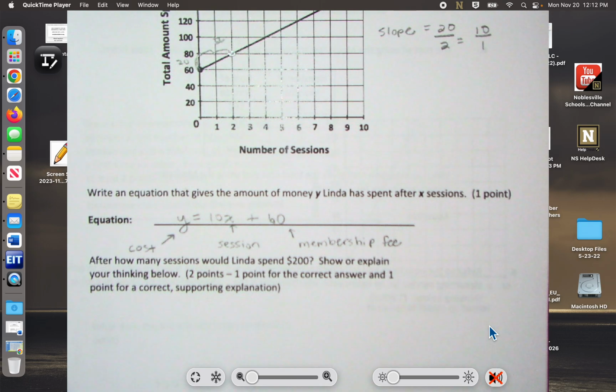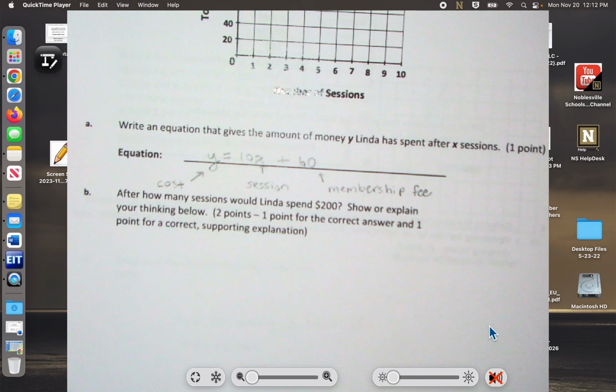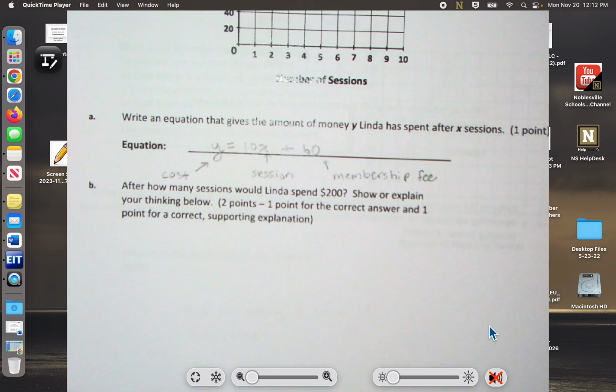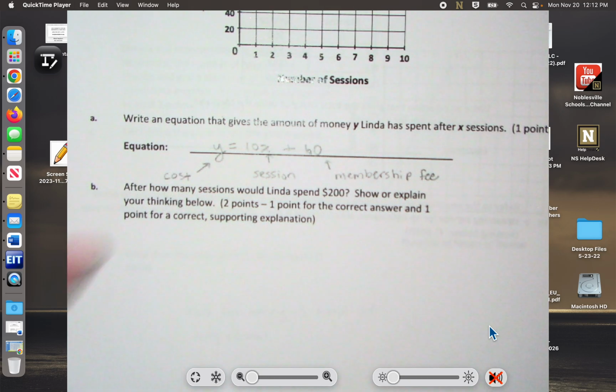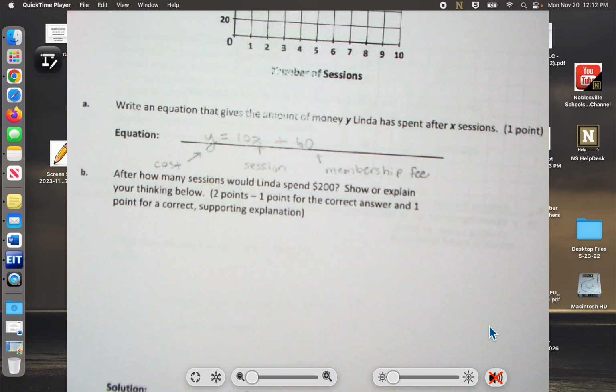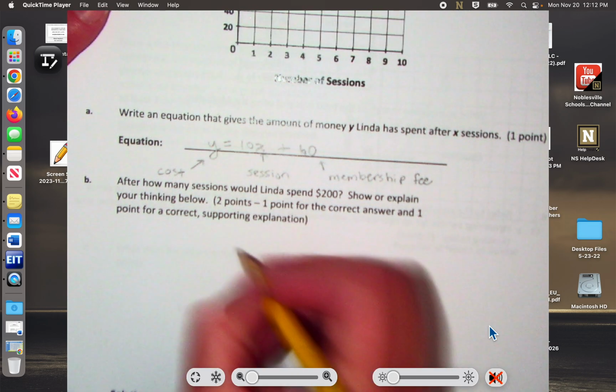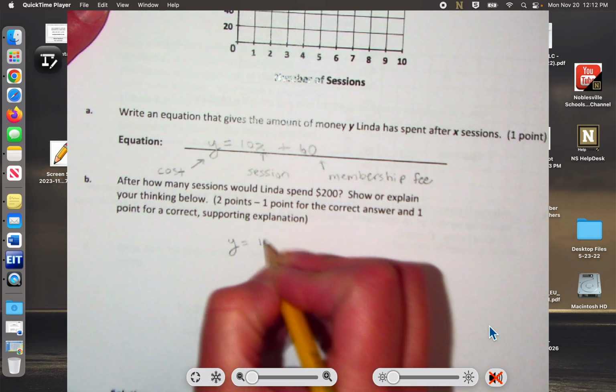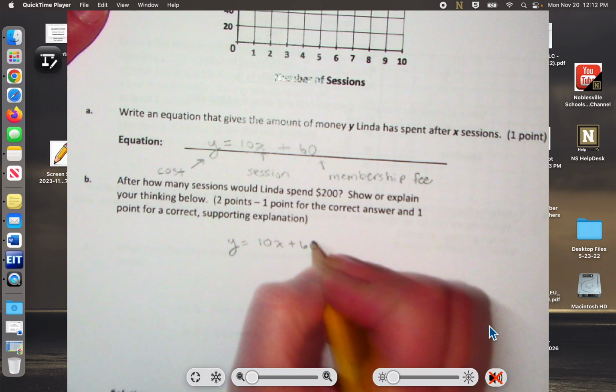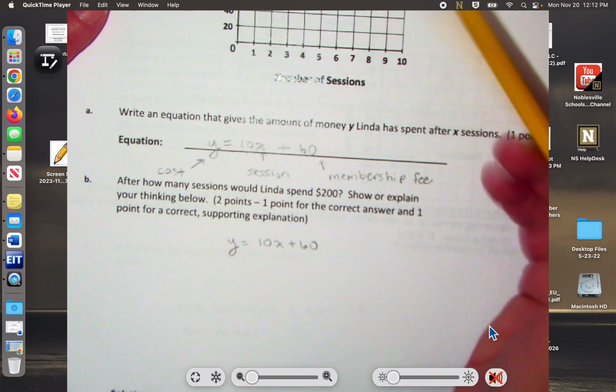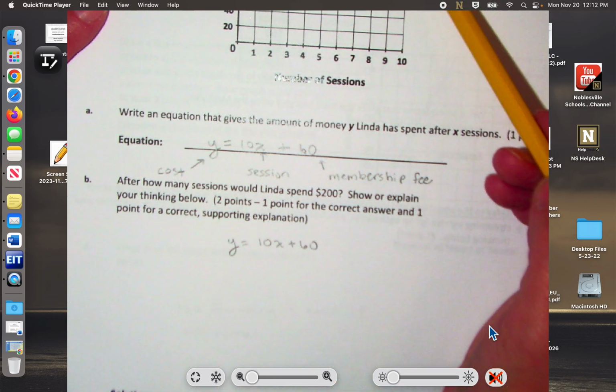Okay, this next question, Ryan, wake up, sir, is saying how many sessions could she visit for $200? So we're going to use our equation because we can't see from the graph, right? It doesn't go up to the 200.